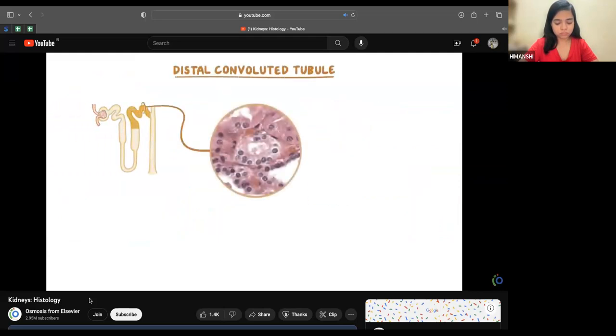Similar to the proximal convoluted tubule, the distal convoluted tubule typically can only be seen as cross-sections because of the convoluted path through the cortex. The main differentiating features of the distal convoluted tubule include its lighter stain and shorter microvilli when compared to the proximal convoluted tubule. This portion of the nephron will reabsorb sodium and chloride, which makes the urine hypotonic.